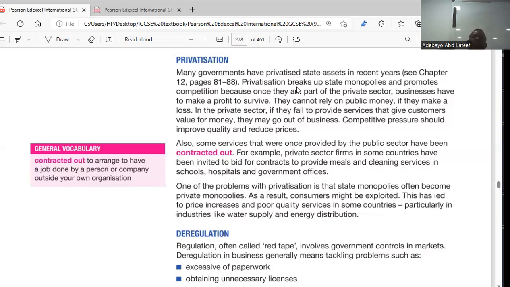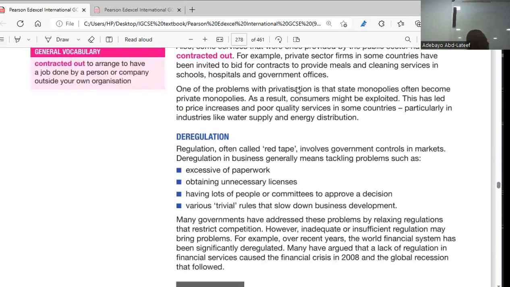So government could use supply side policy through privatization to increase competition in the economy and also reduce monopoly. That's the first point. Is it clear? Yes. The second point is deregulation.